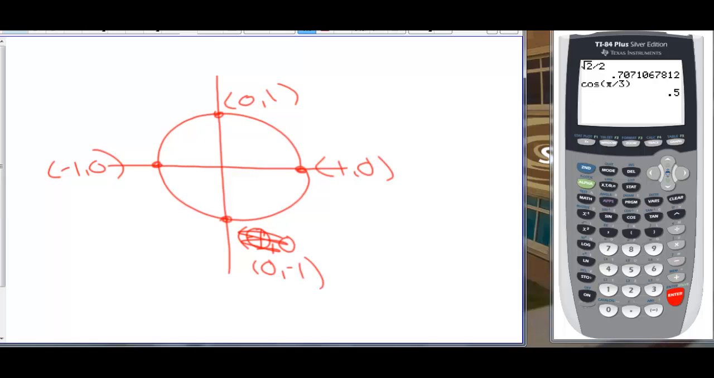0, negative 1. So what's the cosine of 0? 1. What's the cosine of pi? Negative 1. Remember, as a reminder, it's cosine, sine. Always cosine, sine. The x value is the same as the cosine of the angle. The y value is always the same as the sine of the angle. All right, that'll give you a head start on tomorrow.